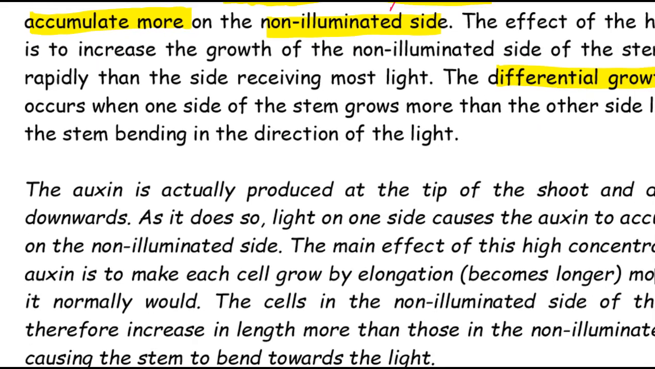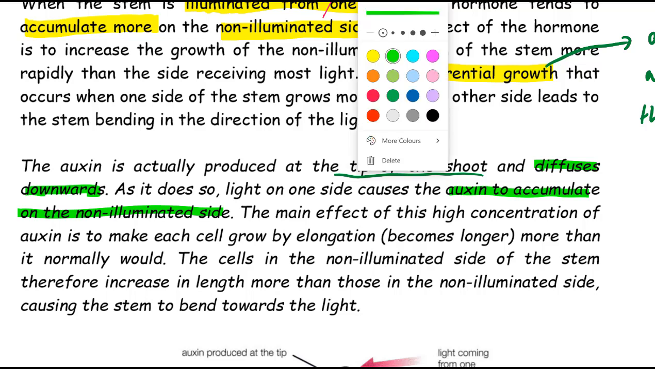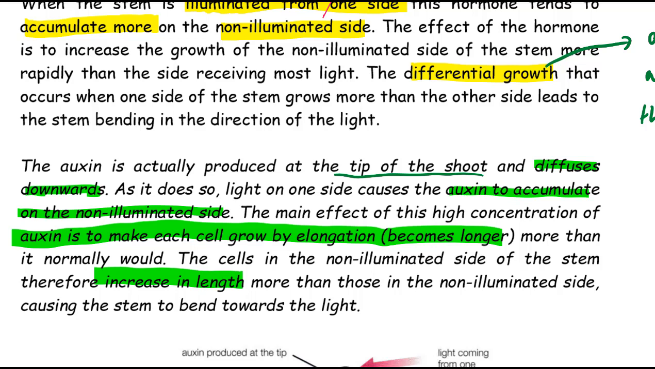So the auxin is actually produced at the tip of the shoot and diffuses downwards. As it does so, light on one side causes the auxin to accumulate on the non-illuminated or the dark side. The main effect of the high concentration of auxins is to make each cell grow by elongation, so it becomes longer, more than it normally would. The cells on the non-illuminated side of the stem therefore increase in length more than those on the illuminated side, causing the stem to bend towards the light.